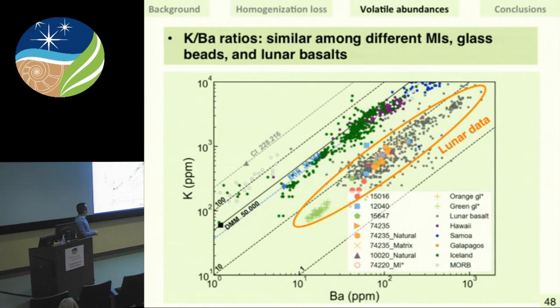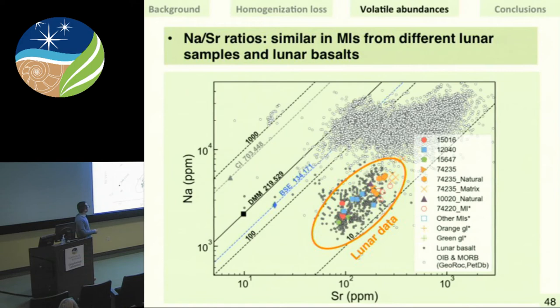How about other moderately volatile elements? How do they look in 74-220 compared to other lunar samples? In this figure, we plot potassium over barium ratios in lunar melt inclusion data, which are shown in the color symbols, in lunar glass beads, which are shown as the pluses, and also in the lunar basaltic data, which are plotted as the gray circles in the figure. We can see that essentially all the data for potassium over barium in different types of lunar samples fall onto a nice linear trend. And 74-220 is right here. There's no difference between 74-220 and other lunar samples we've studied so far.